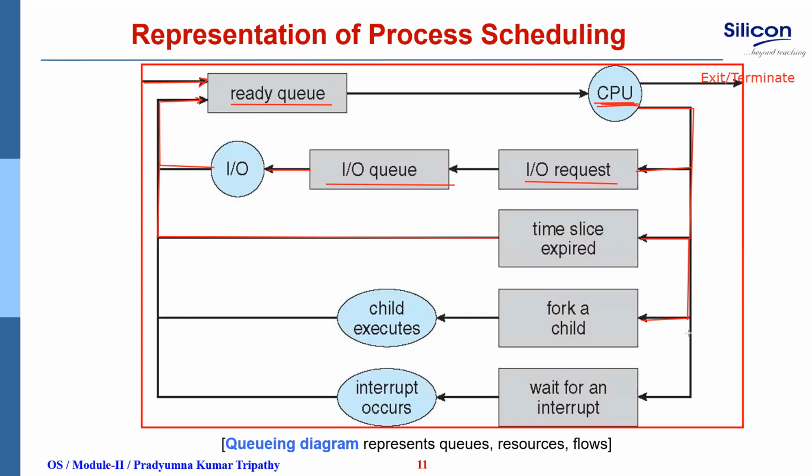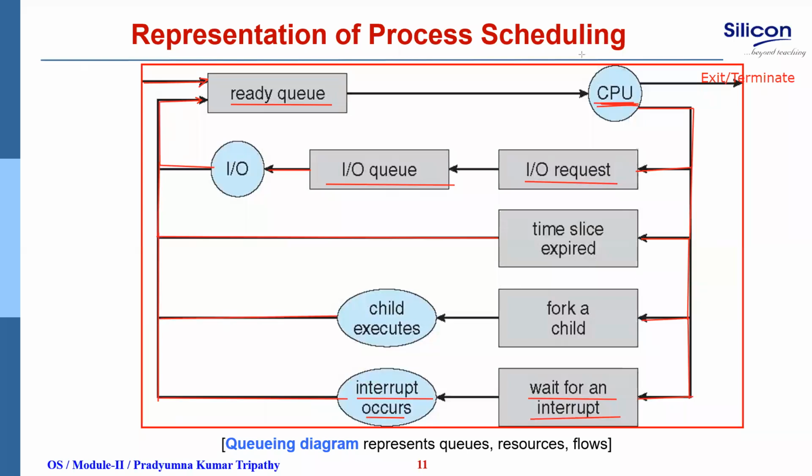Similarly, during the execution, there might be a chance of a wait for an interrupt to occur. If the interrupt occurs, suppose for example a high priority process comes, then the current process has to be taken out. So let the interrupt occur, and after the interrupt, it is again added to the ready queue.